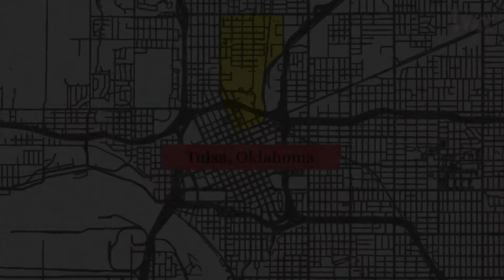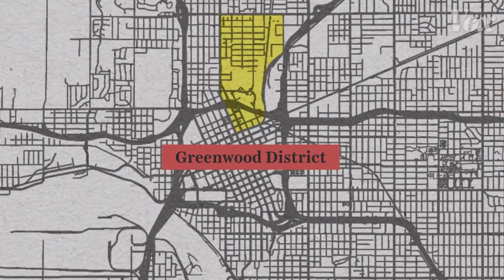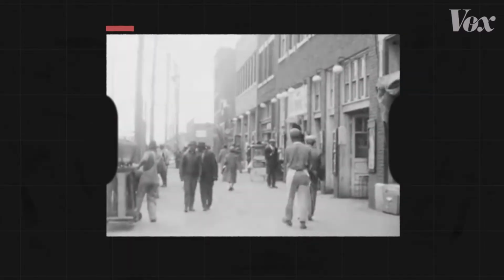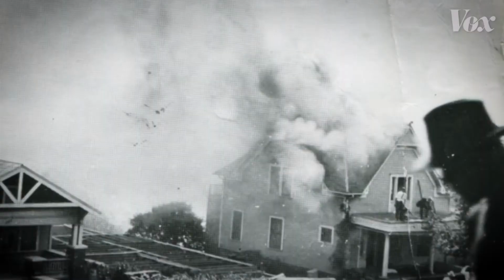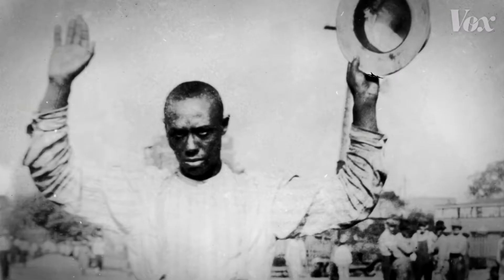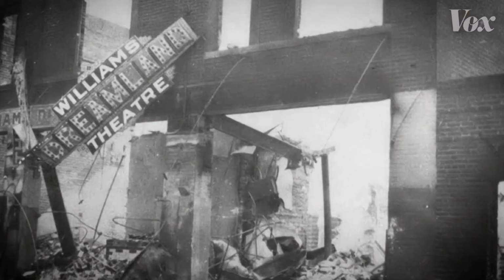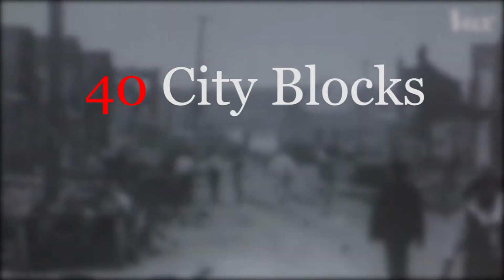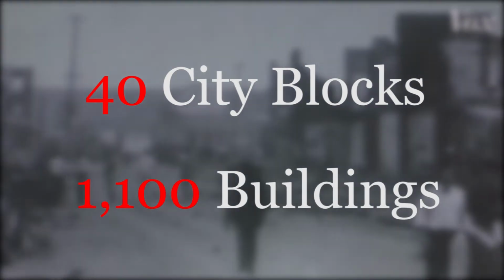The worst incident, however, occurred in 1921 in Tulsa, Oklahoma. The Greenwood district of Tulsa had a thriving black community, with 15,000 African Americans living there and running some 600 businesses, in spite of the Klan's frequent lynching and whipping of black people for sport. But in May of 1921, Greenwood was completely destroyed by a white mob during the Tulsa race riot. Almost the entire district, 40 city blocks and 1,100 buildings, burnt to the ground.